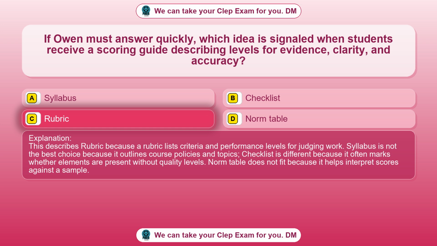Syllabus is not the best choice because it outlines course policies and topics. Checklist is different because it often marks whether elements are present without quality levels. Norm table does not fit because it helps interpret scores against a sample.